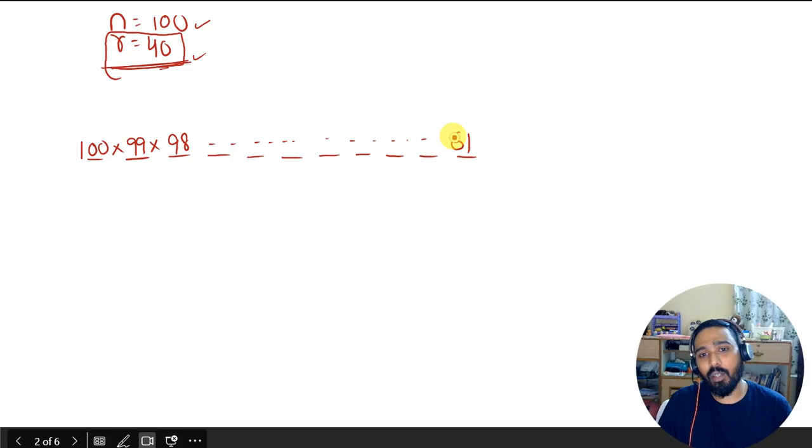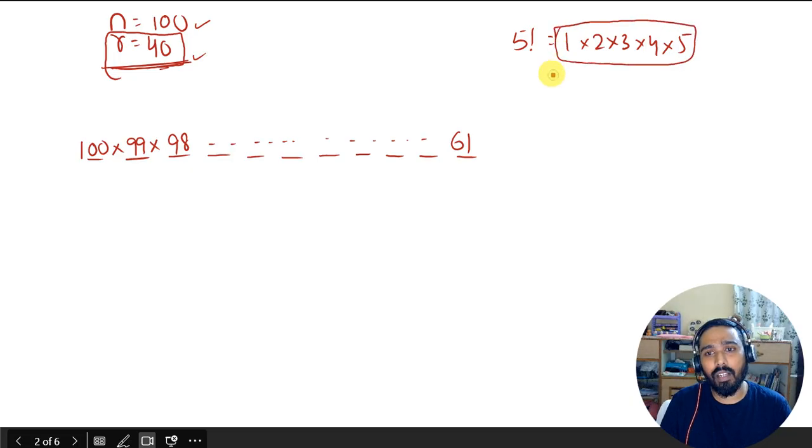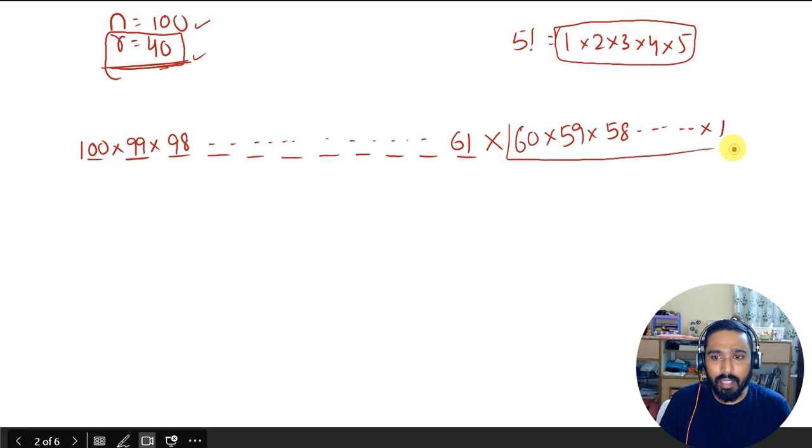So what I can do is, I know that 5 factorial is equal to 1 into 2 into 3 into 4 into 5. 7 factorial is 1 2 3 4 5 up to 7, right? So n factorial is 1 into 2 into 3 up to n, correct? So can I write it in terms of factorial? I can, but for a factorial it should always start with 1, and here it doesn't start from 1. So because there is no 1 here, I will manually multiply it. What is missing here? 60 is missing, 59 is missing, 58 is missing, till 1 it is missing. So I am manually multiplying these numbers.